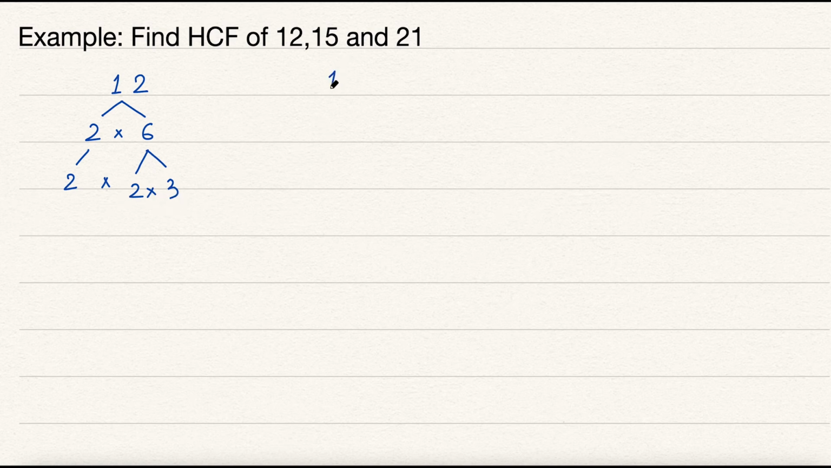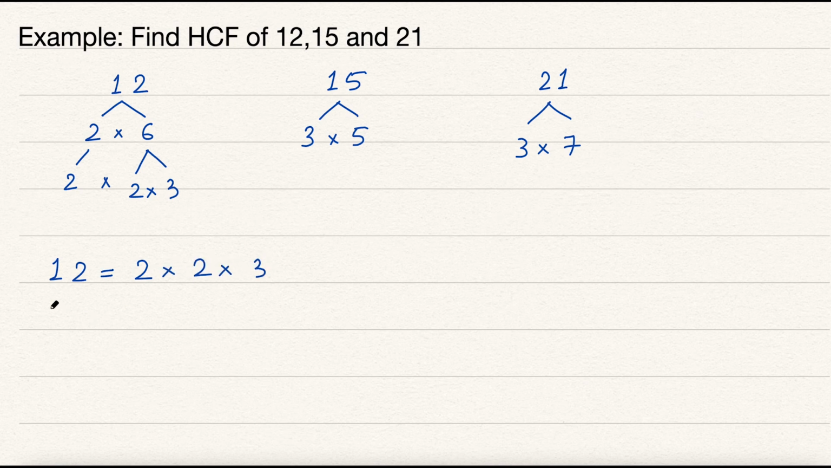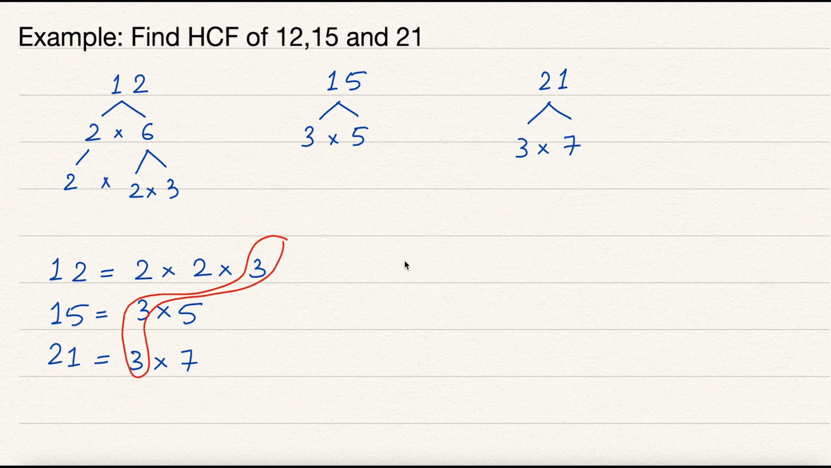Next, express 15 as the product of prime factors. 3 times 5 is 15. And then we have 21. 21 is equal to 3 times 7. 12 is equal to 2 times 2 times 3. 15 is equal to 3 times 5. And 21 is equal to 3 times 7. Here the common number is the number 3, right? So the HCF is equal to 3.